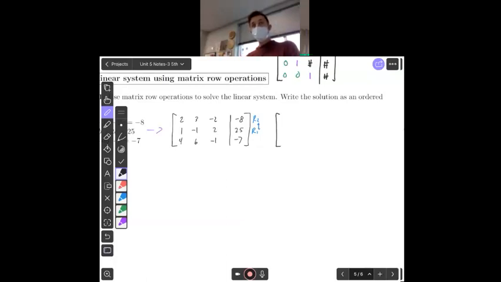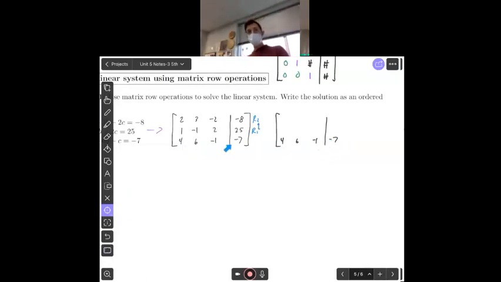But what are we not messing with? I should always focus on what I'm not messing with first. I'm not messing with row 3. I make sure I put row 3 over without changing anything. 4, 6, -1, and then -7. Double, triple check that all those numbers came across the right way. You get really annoyed with yourself if you keep messing that up. Okay?